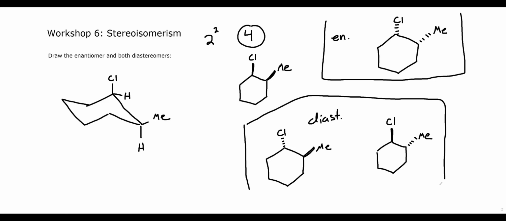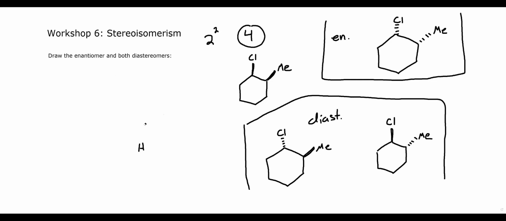Okay, so again, remember, if you're going to simply change hashes to wedges and wedges to hashes, make sure your carbon skeleton stays the same. It's very important. Alternatively, for the enantiomer, you could just draw a mirror image.